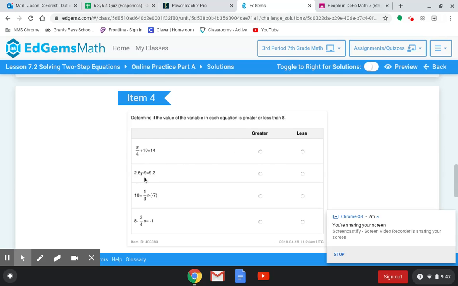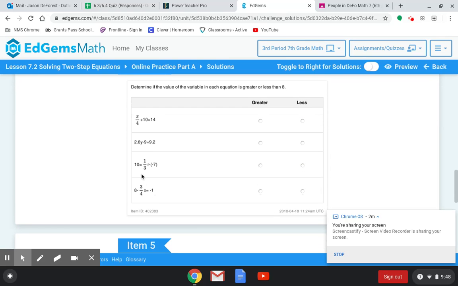2.6y minus 9 equals 9.2. We'll put an 8 in there. Let's see. 8 times 2 is 16, and 8 times 6 is 48, but that's 0.6, so it's 4.8. So that's going to be, let me see here, 16, 20.8 minus 9. Oh, the answer's got to be less than.